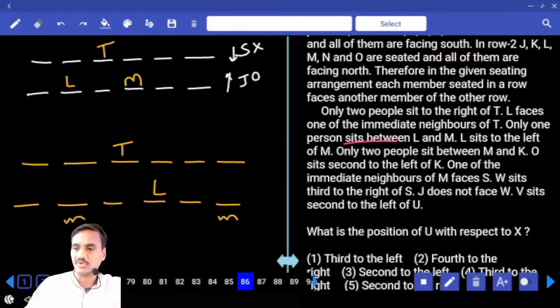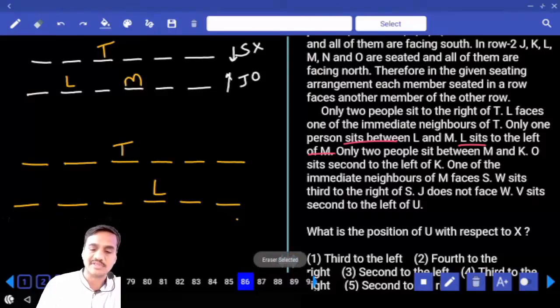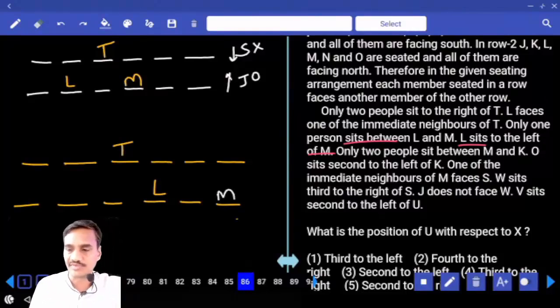And next one, only L sits to the left of M. As L is to the left of M, now in this case, M cannot be here. L is to the left hand side of M. Hence, M is at this place. L sits to the left of M.